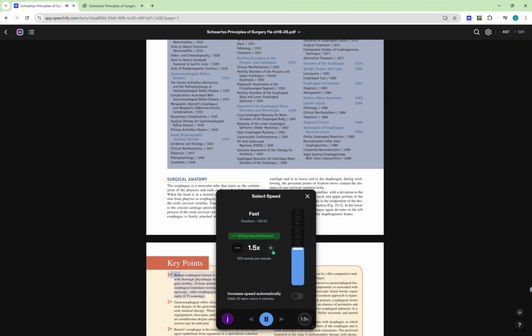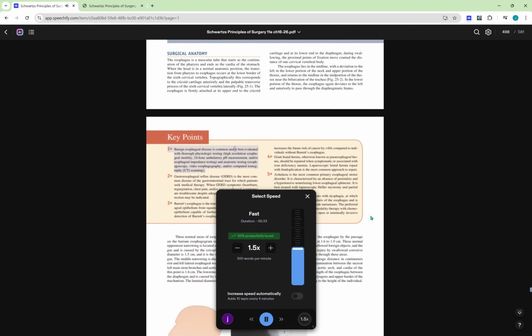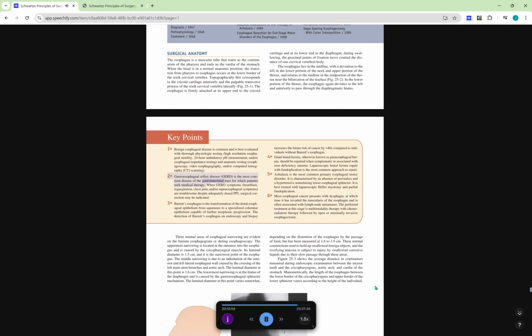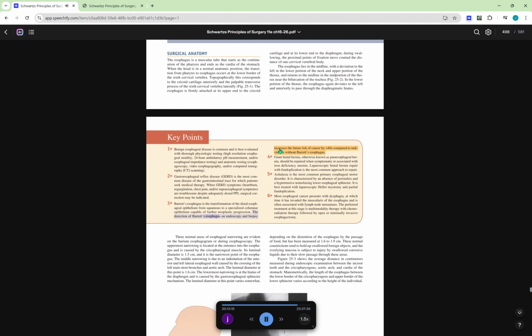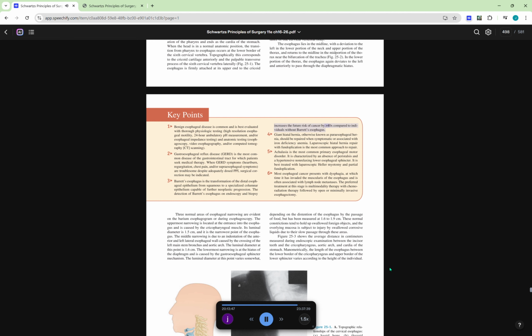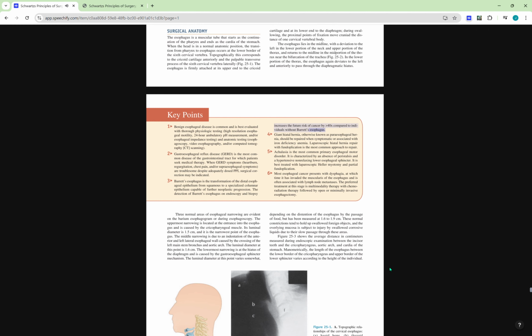Key points. One: benign esophageal disease is common and is best evaluated with thorough physiologic testing and anatomic testing. Two: gastroesophageal reflux disease is the most common disease of the gastrointestinal tract for which patients seek medical therapy. When GERD symptoms are troublesome despite adequately dosed PPI, surgical correction may be indicated. Barrett's esophagus is the transformation of the distal esophageal epithelium from squamous to a specialized columnar epithelium capable of further neoplastic progression. The detection of Barrett's esophagus on endoscopy and biopsy increases the future risk of cancer by greater than 40 times compared to individuals without Barrett's esophagus.